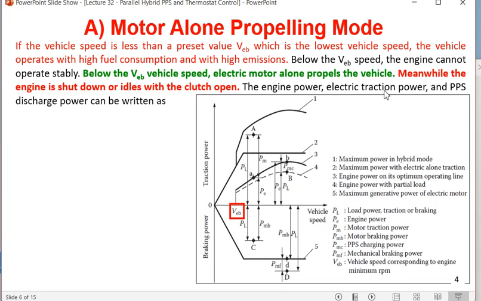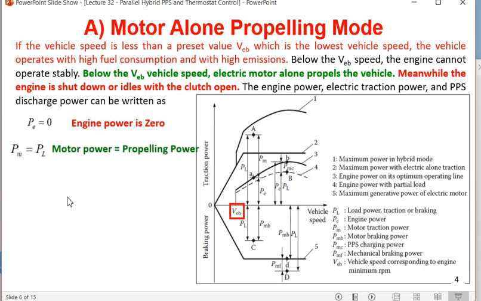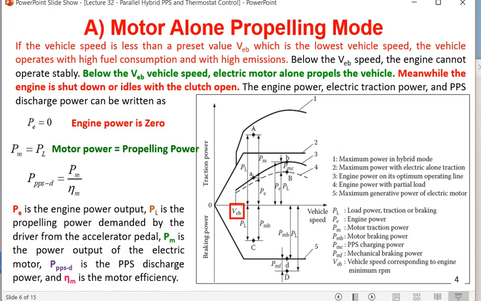Engine power, electric traction power and PPS discharge power can be given as: PE is equal to 0, because the clutch is open and the engine is not contributing any power to the drivetrain. PM is equal to PL, so the load power is always being taken from the motor. PPSD is equal to PM divided by eta M. PE is the engine power, which is equal to 0 because the clutch is open. PL is the propelling power demanded by the driver. PM is the power output of the electric motor, and the electric motor output is coming from PPS.